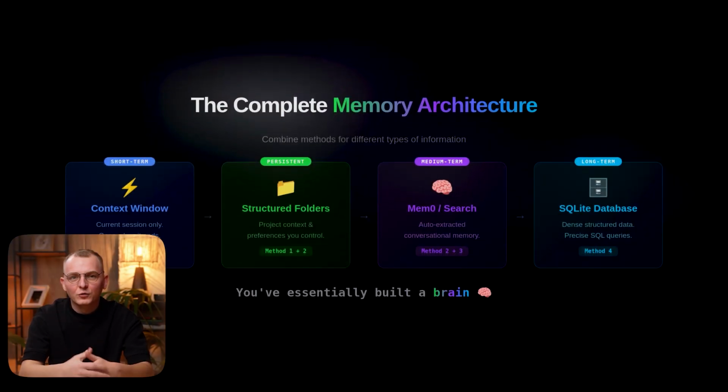Today, I'm going to show you 4 methods to give your OpenClaw agent real persistent memory, from the dead simple to the seriously powerful. And the last method is one that most people don't even know that OpenClaw is capable of. Before we get into the methods, let's quickly understand why this is a problem in the first place.